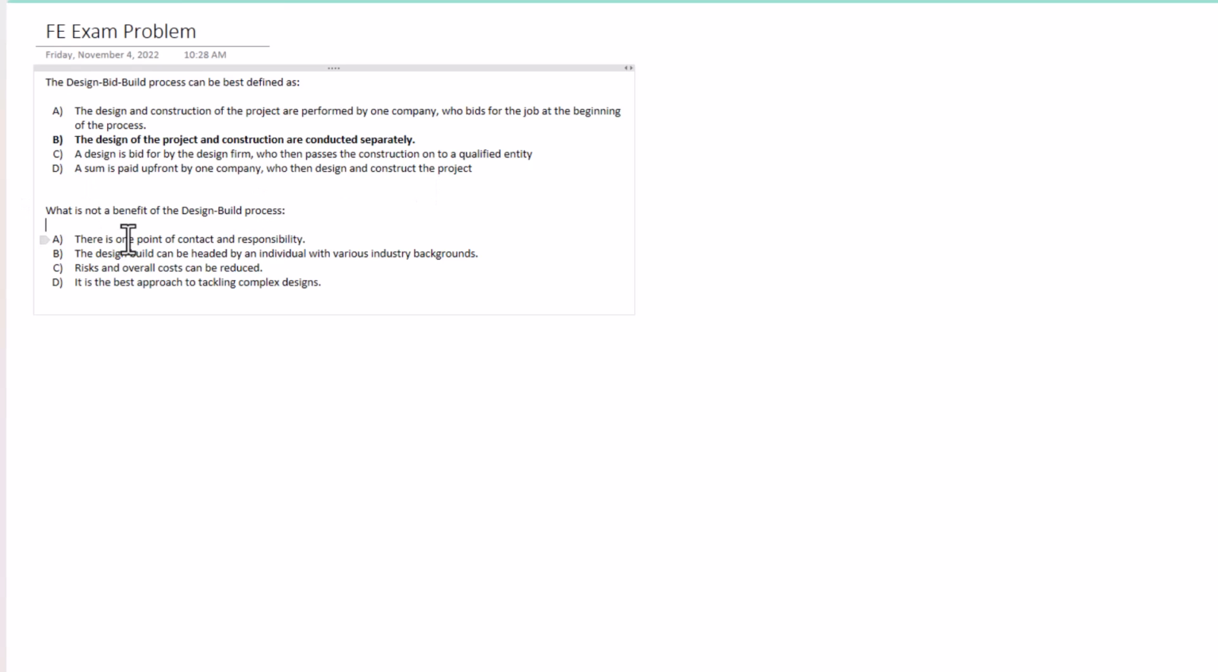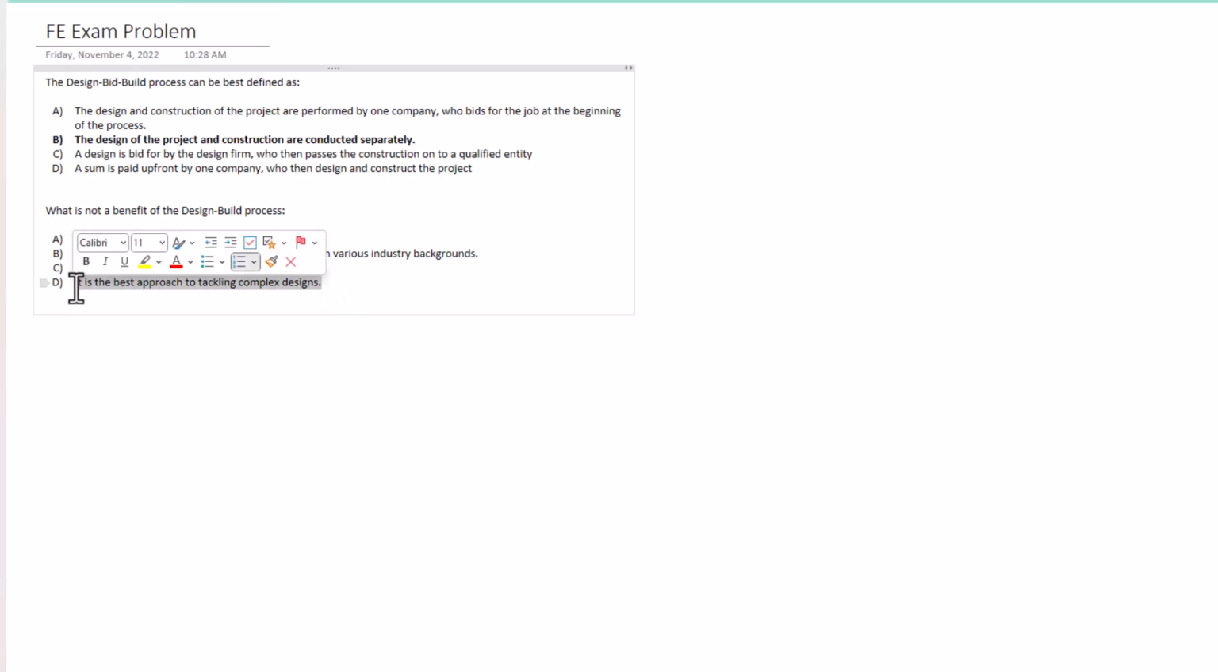So first of all, there's one point of contact and responsibility. That is true. The design build process is usually conducted with one company. B, the design build can be headed by an individual with various industry backgrounds. This is also true. You can have someone who is more involved in construction or design head up the project, so you can have various backgrounds there. C, risks and overall costs can be reduced, right, because you're dealing with one entity. Then D, it is the best approach to tackling complex designs.